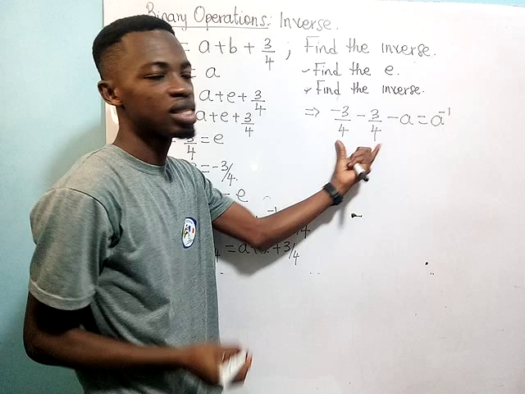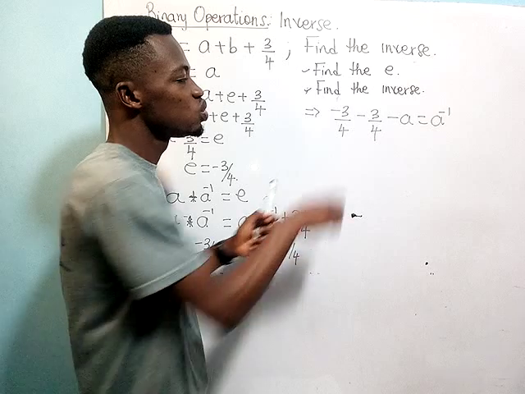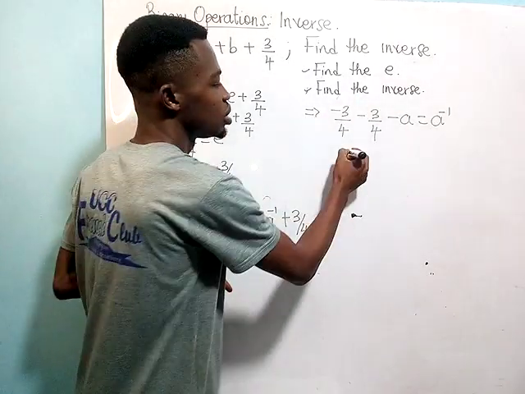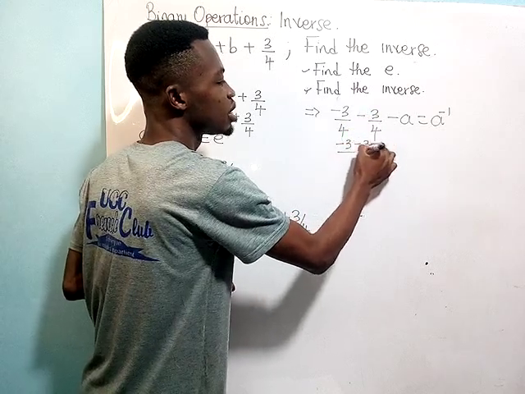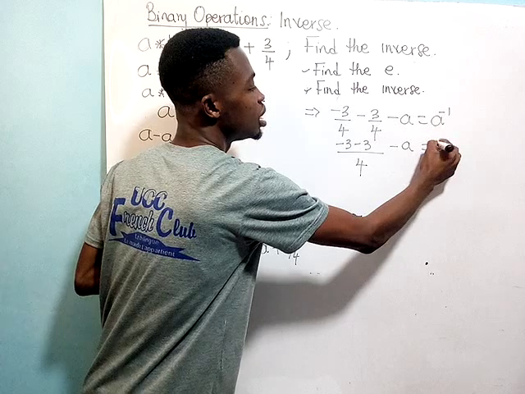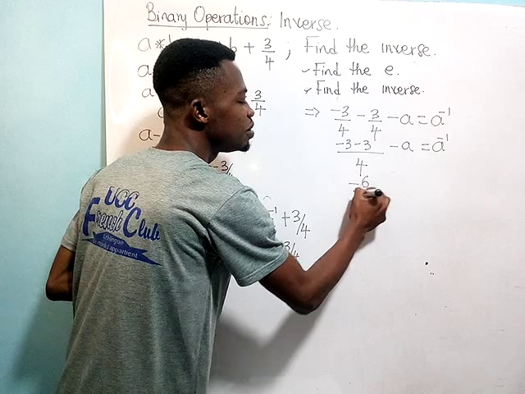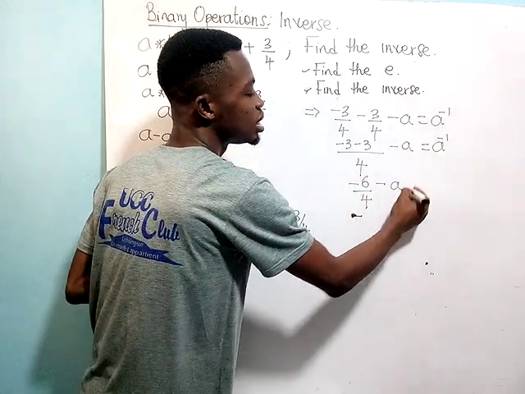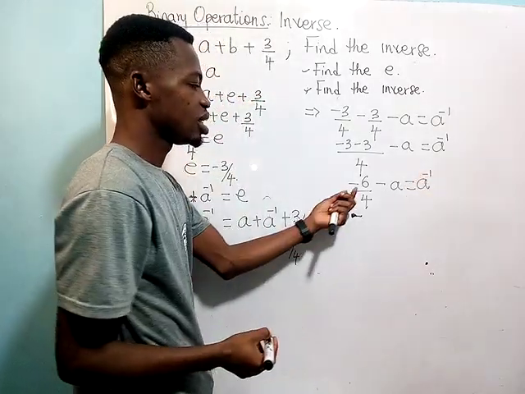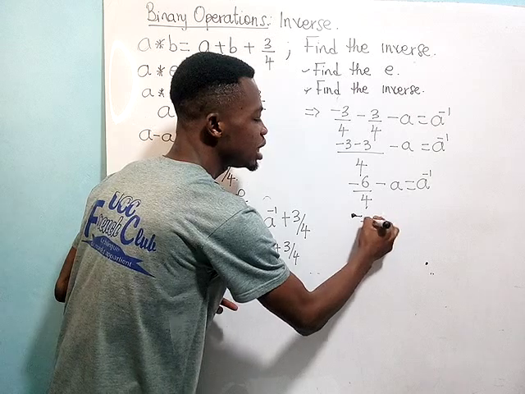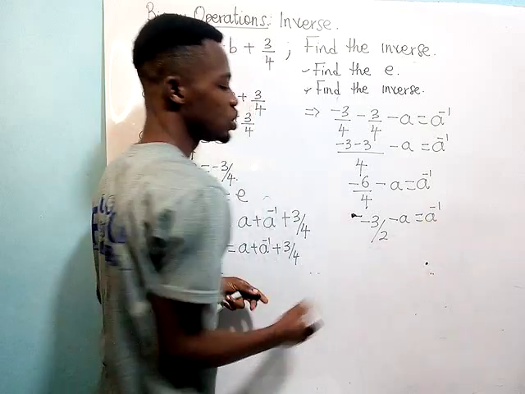Now, on the board, we solve this. Remember, here we have fractions with like bases. So we just have to work on the numerators. So our LCM is 4 here, where we have negative 3 minus 3 minus A is equal to the inverse. This is going to give us negative 6 on 4 minus A is equal to the inverse. This, by simplification, we shall obtain negative 3 on 2 minus A is equal to the inverse.